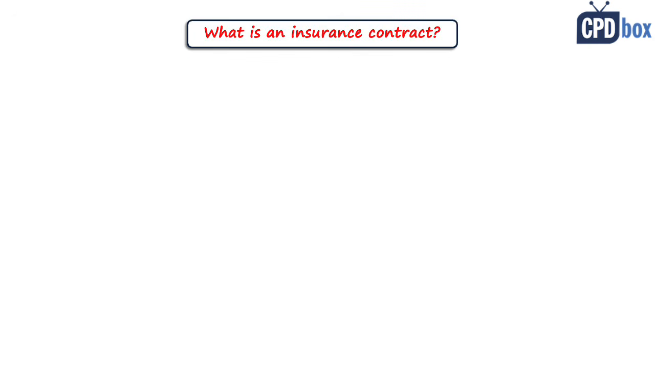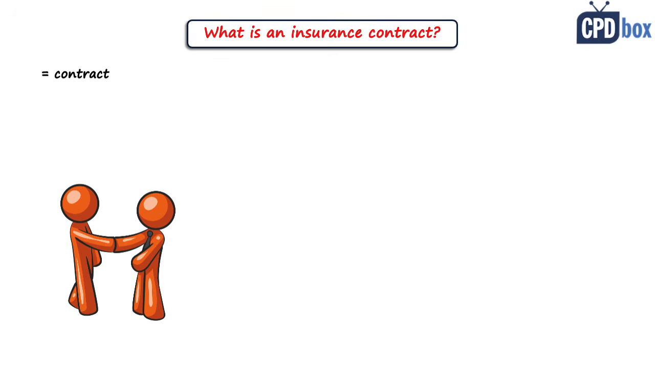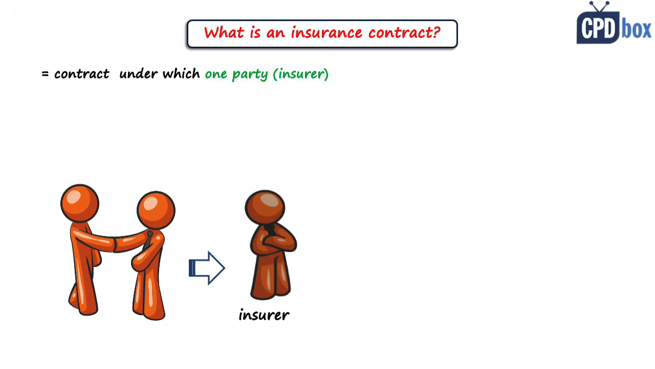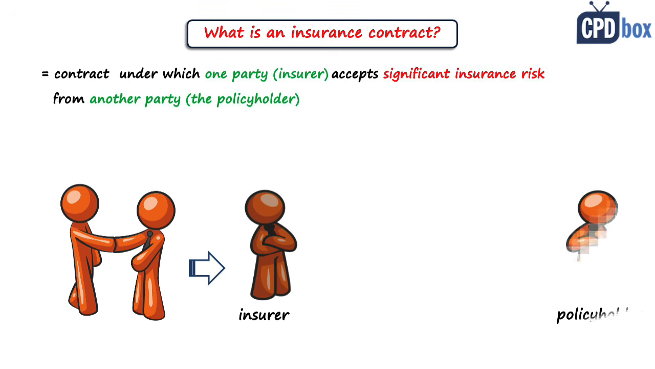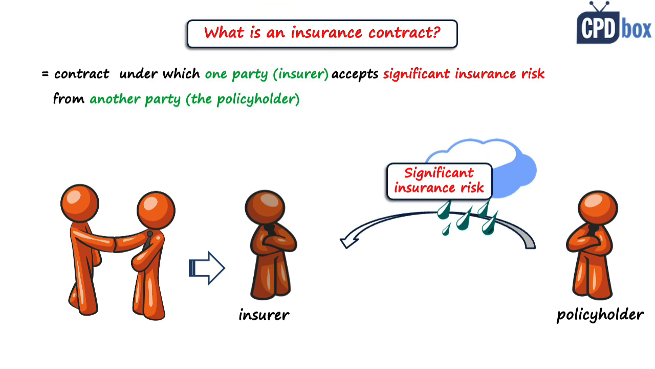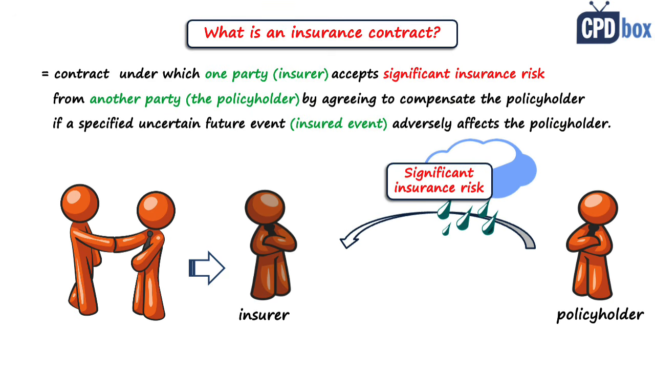Nice. Now, what is the insurance contract? The official definition says that it is a contract under which one party, the issuer, accepts significant insurance risk from another party, the policyholder, by agreeing to compensate the policyholder if a specified uncertain future event or insured event adversely affects the policyholder. So let's say the significant insurance risk is a risk of catastrophic floods, and policyholder enters insurance contract to protect its house against floods.